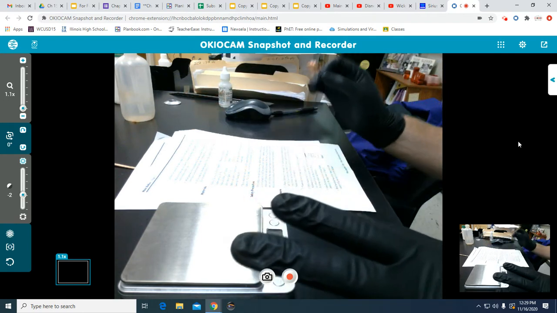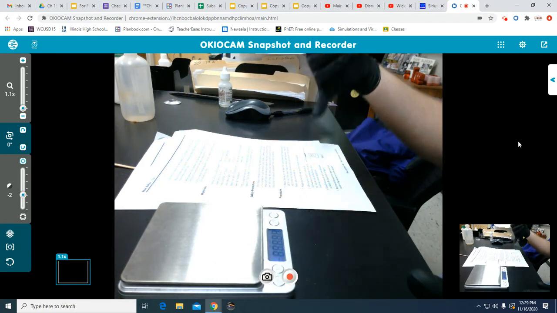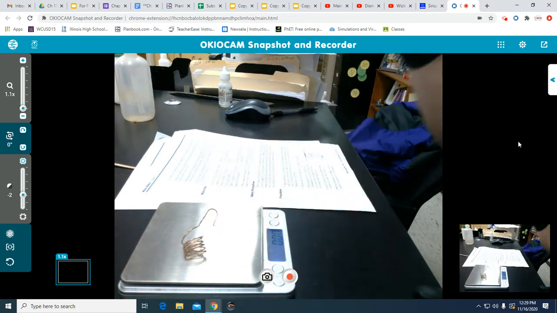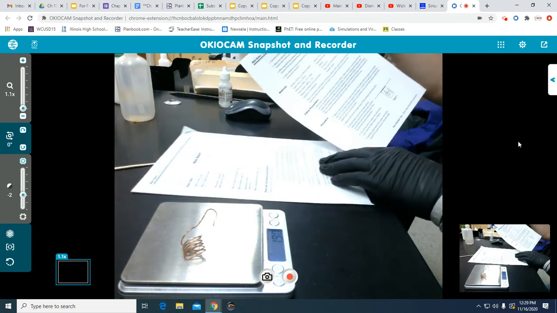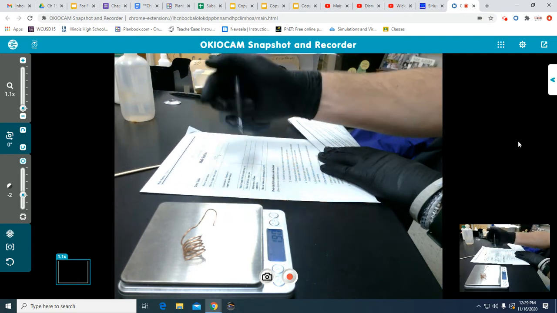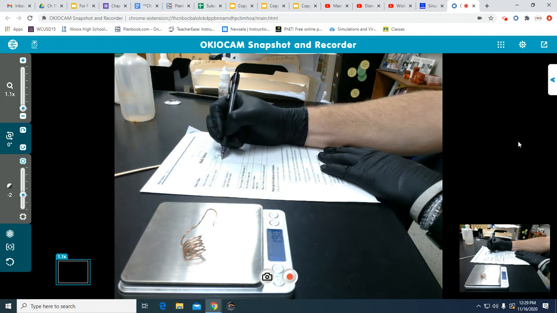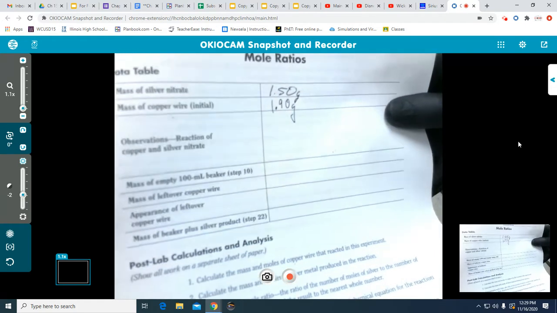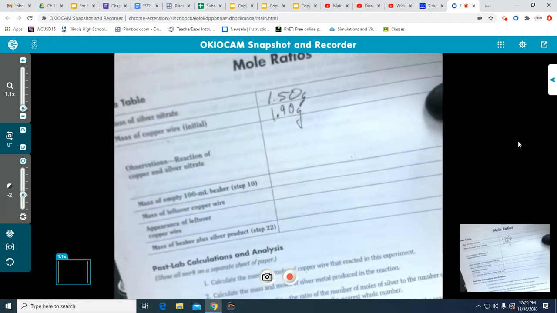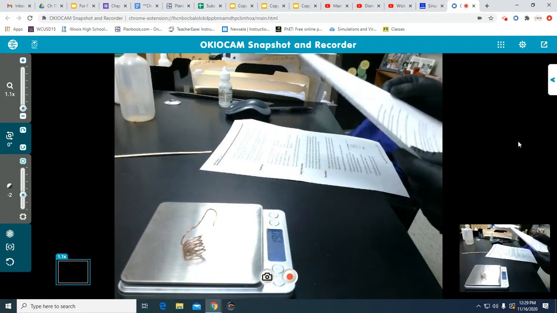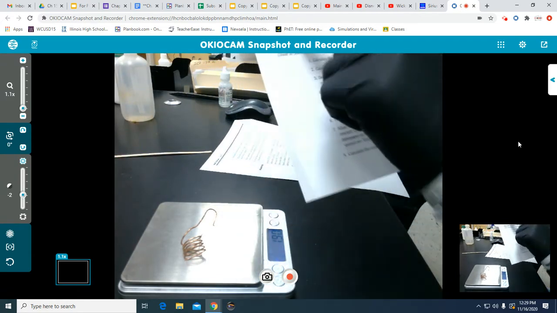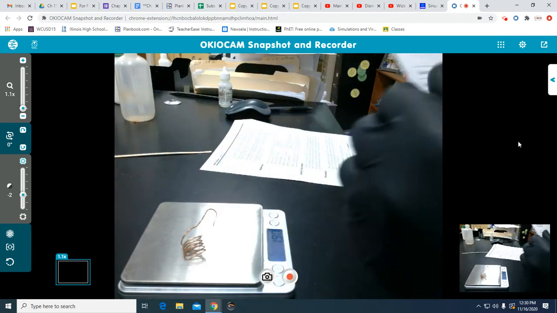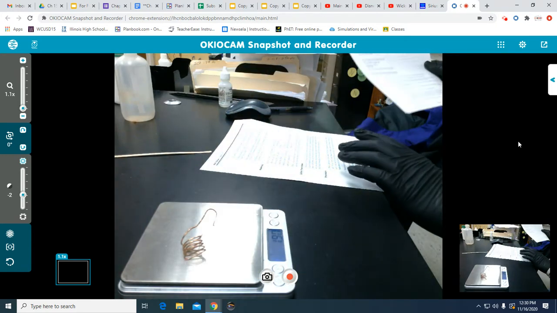All right, so our next step is to find the initial mass of the copper wire to the nearest hundredth of a gram and record it in the data table. Okay, so I'm going to place it there. And on our data table, where it says mass of copper wire, we're going to put 1.90 grams. Okay, just like that, 1.90 grams. So again, as part of your lab, it says in this part right here to make your observations, reactions with copper and silver nitrate. Okay, so that gets us through step 5.